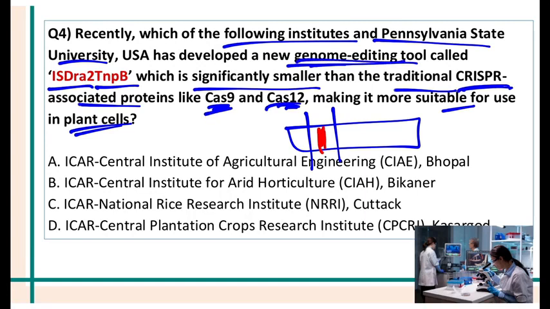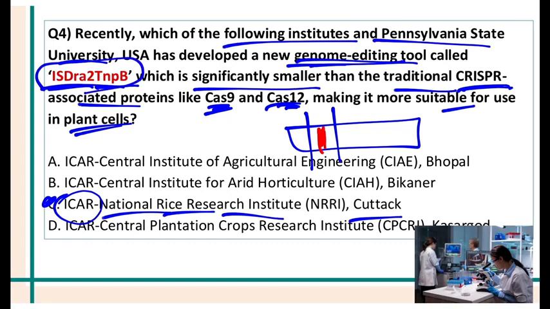Cas9 and Cas12. Now, there is an Indian institute called the National Rice Research Institute, which is in Cuttack in Odisha. It works under ICAR. So the scientists from ICAR, National Rice Research Institute in Cuttack, and Pennsylvania State University in America have developed a new genome editing tool called ISDRA2-TNPB, and it has been obtained from which bacteria? That is a good question.